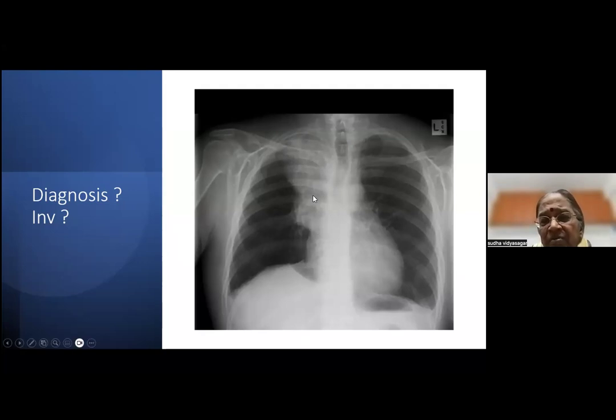What is that bulge now? Isn't it? That bulge, you have to worry about it, right? Okay. So you've got a homogeneous opacity in the right side. And probably you've got a lymph node here. You would think it's a malignancy.